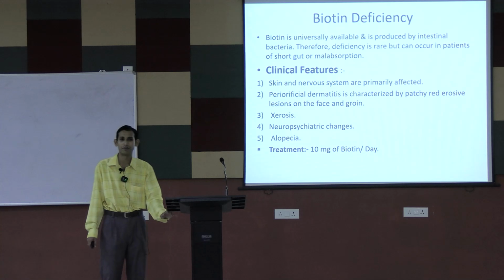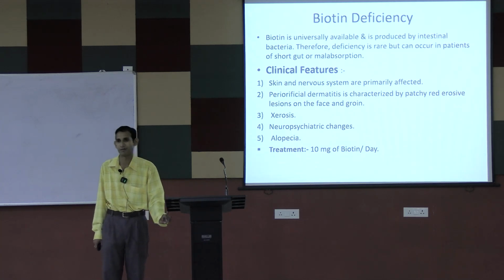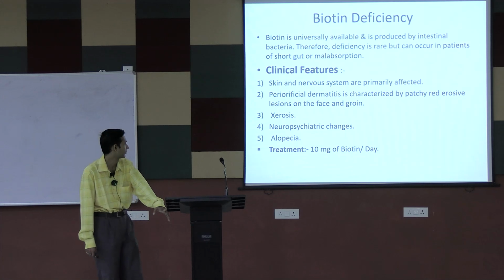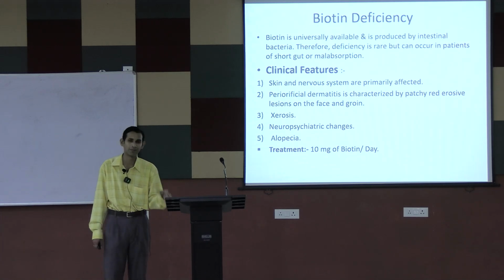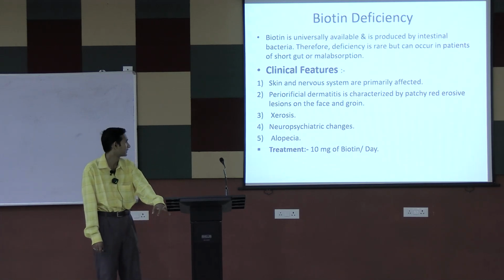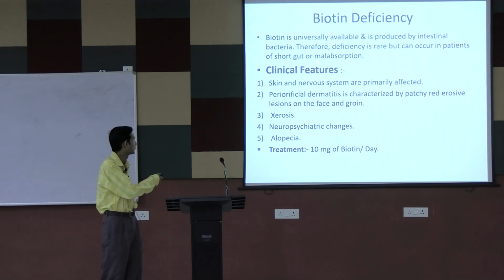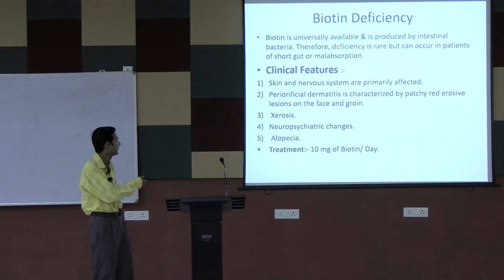Now coming to the biotin deficiency. Biotin is also known as vitamin B7. Biotin deficiency is comparatively uncommon, because biotin is mainly produced by the intestinal bacteria, and the deficiency occurs in patients with malabsorption syndrome or short gut. It is particularly found in malabsorption syndrome or short gut, but deficiency is still not so common.